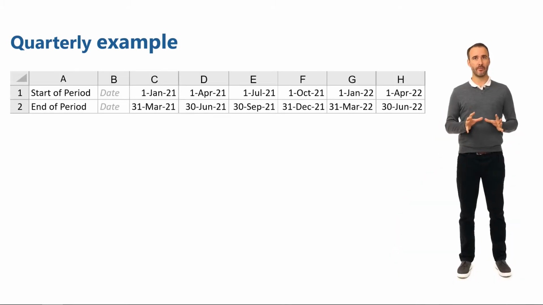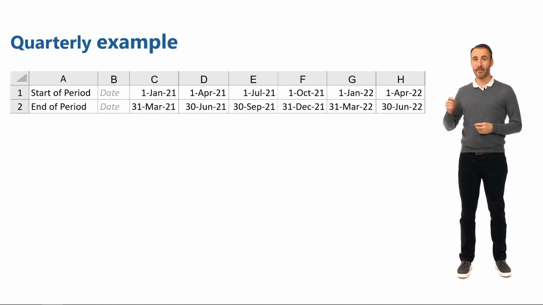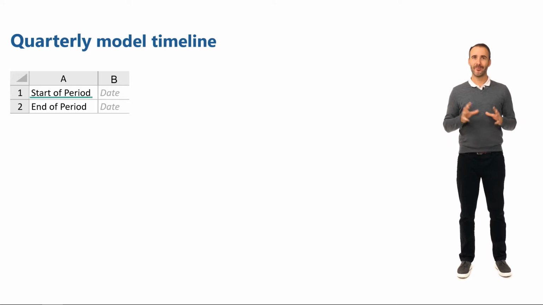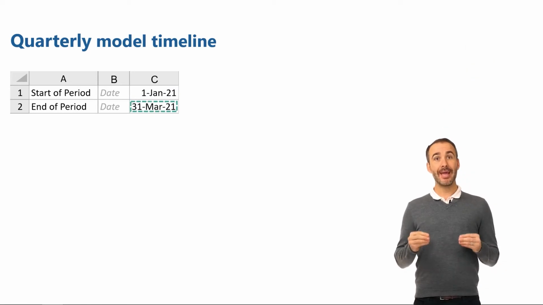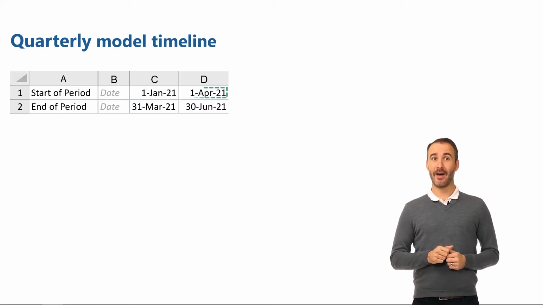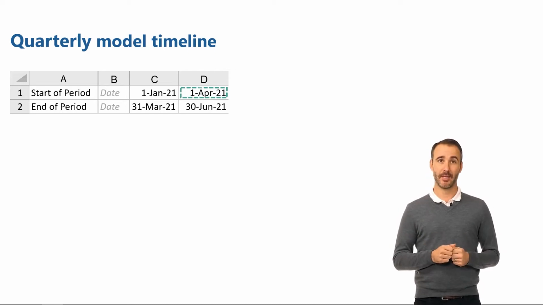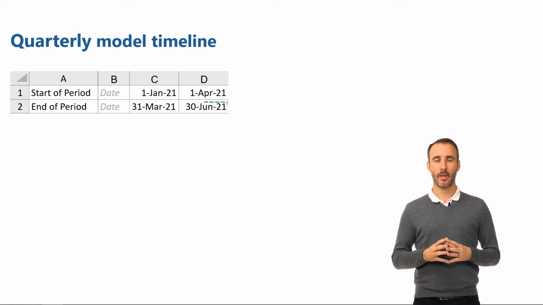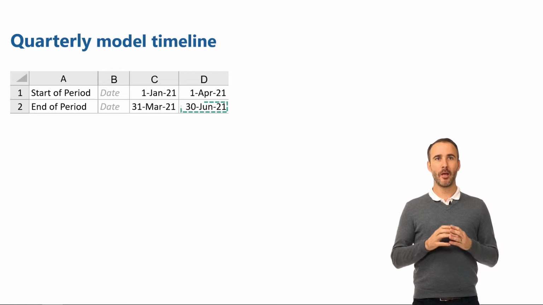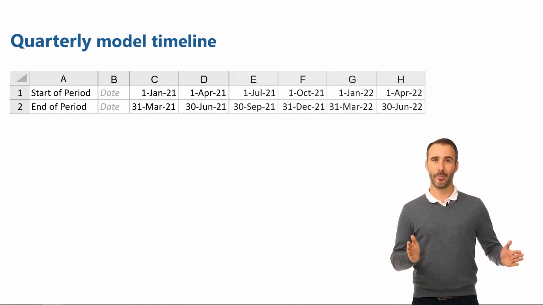This is really typical of what you would need to see, with the start of the period on row 1 on a separate line from the end of the period on row 2. Each column represents its own quarter, the first period starting on the 1st of January 2021 and ending on the 31st of March 2021. The second quarter starts 1 day after the first quarter on the 1st of April 2021 and ends on the 30th of June 2021. There is, of course, one single formula per row starting in column C being copied across.